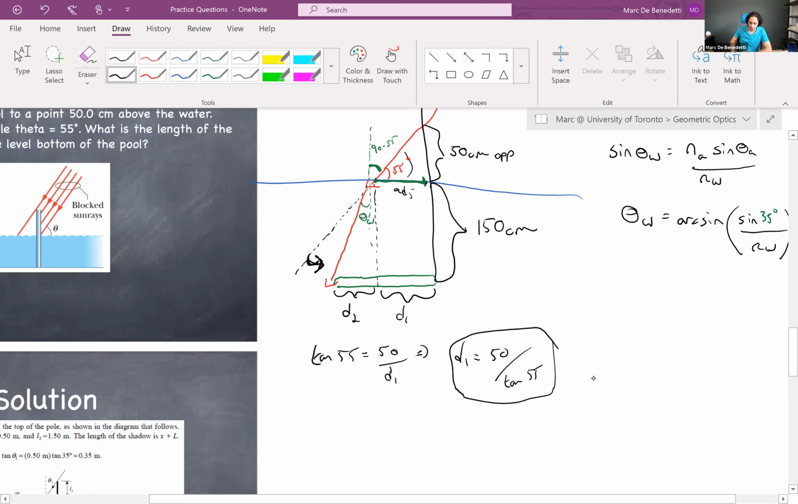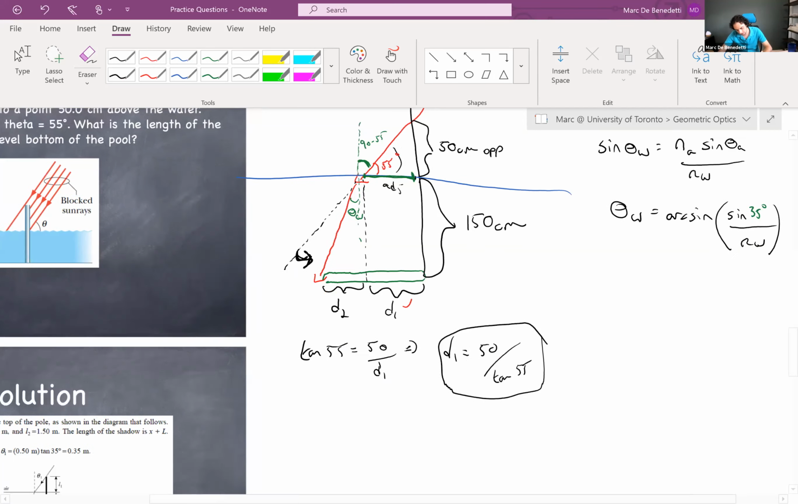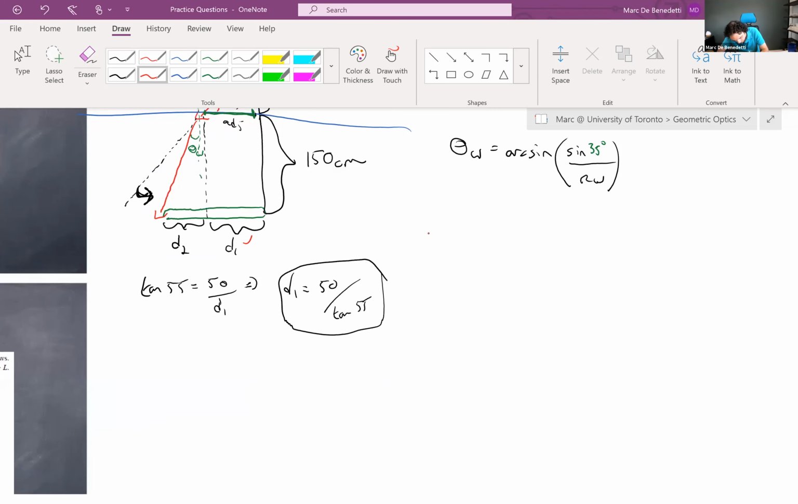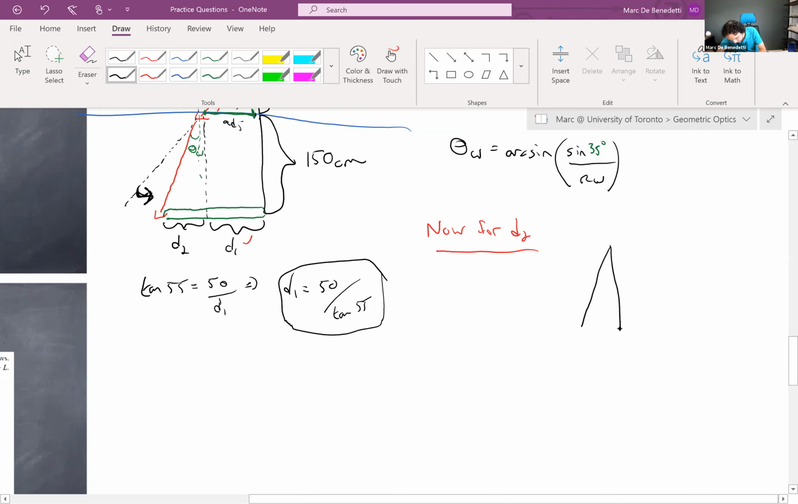Okay, so there you go. So we have that distance. Boom, we have that one. Now we need to find out what distance 2 is. Well, we know the angle. Let me draw the triangle. So now for distance 2, the triangle that encompasses distance 2 is this. And we know this angle here is going to be theta W. Right? We know what theta W is from before.